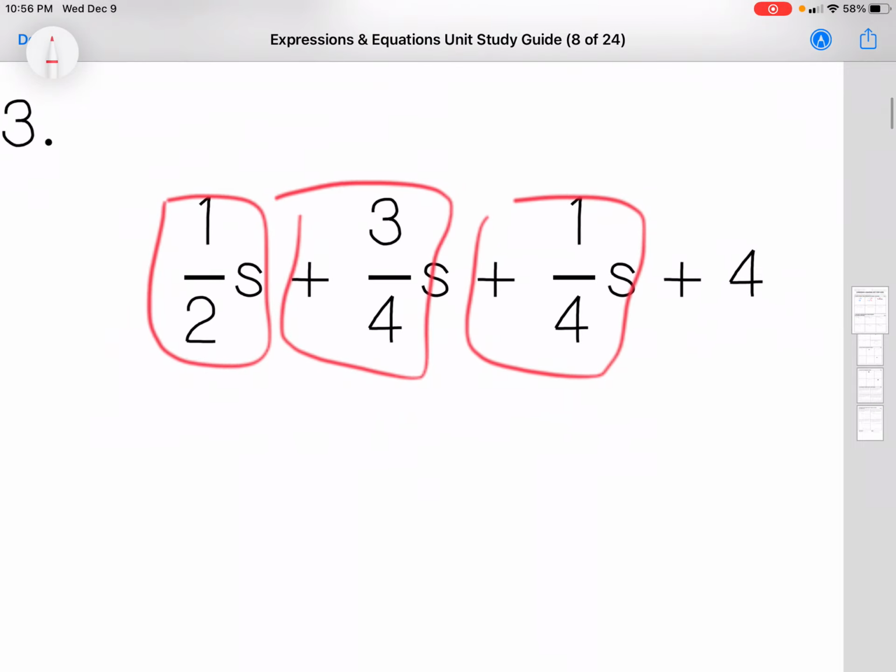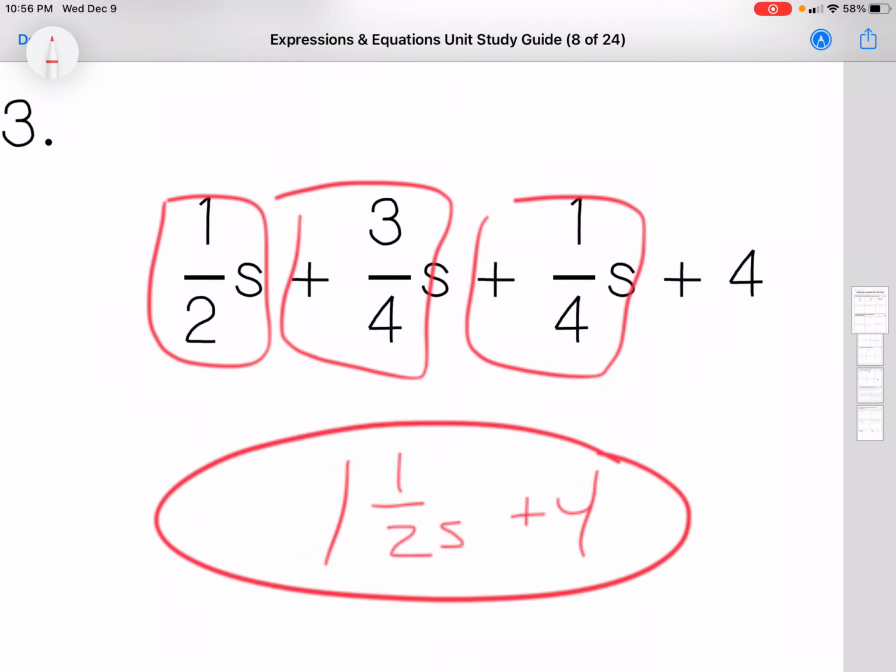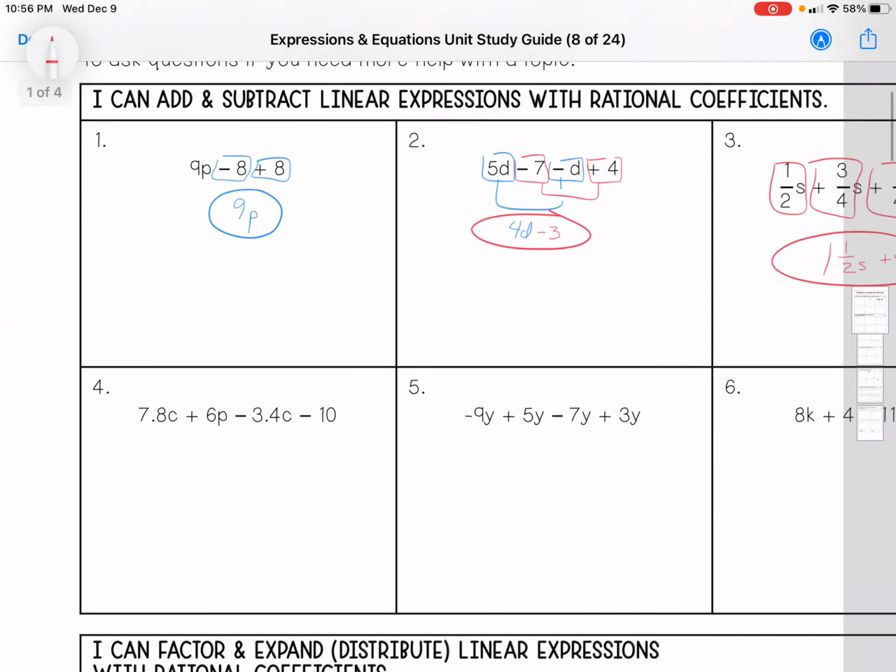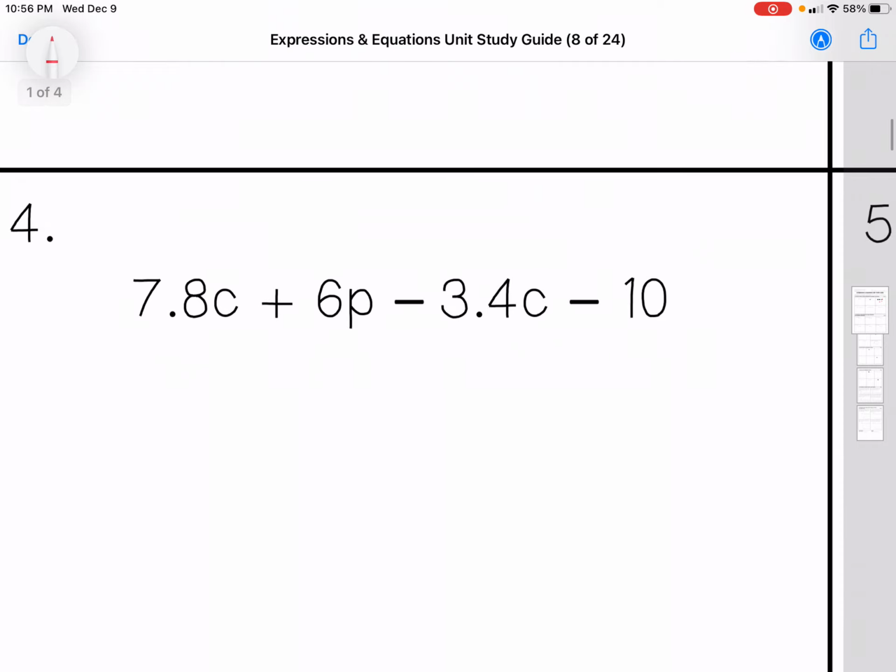And that is going to be 1 1/2 s plus 4. 4 was by itself. There's nothing else like it. If you need the substitute pause, just ask, okay?